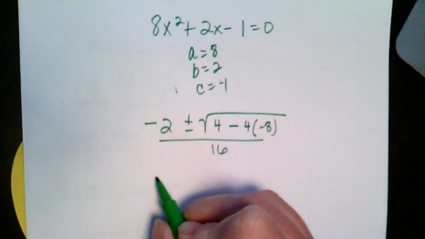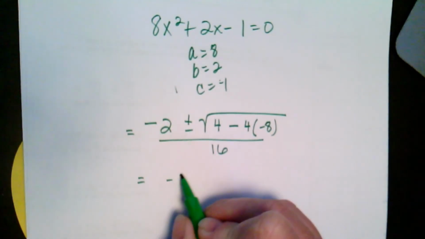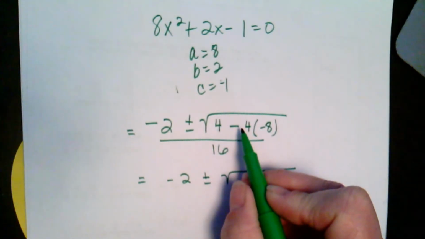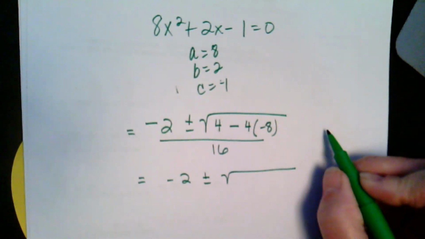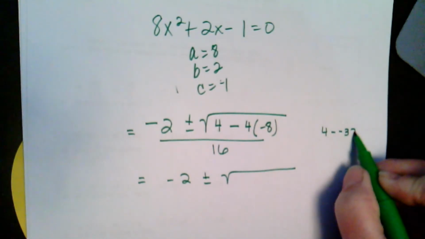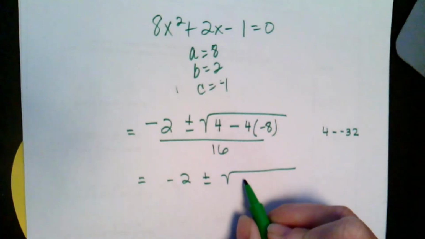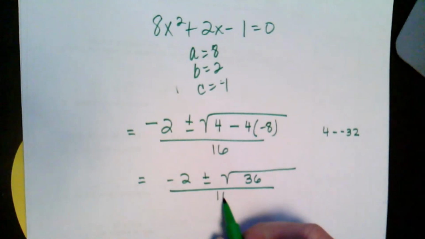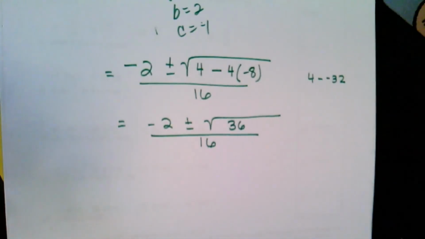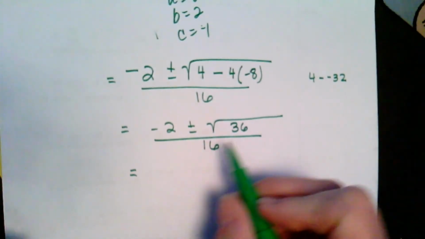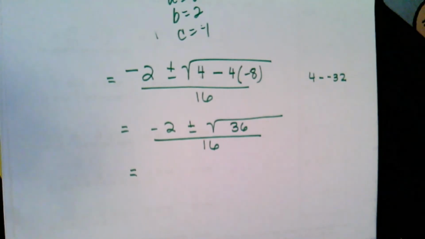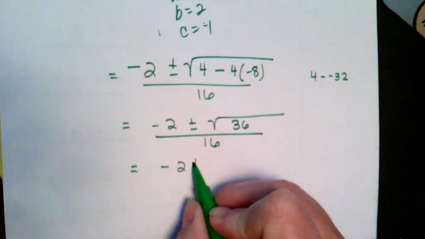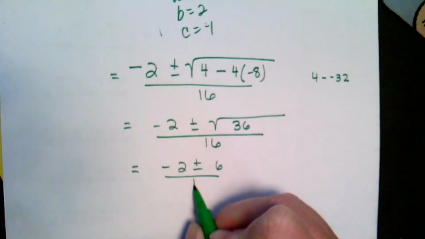Alright, so let's simplify it a little bit more. We have 4 take away -32. So then we would have positive 36, still all over 16. And then we know that the square root of 36 is 6. So we have -2 plus or minus 6 all over 16.